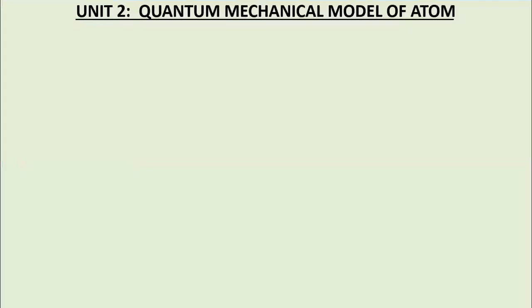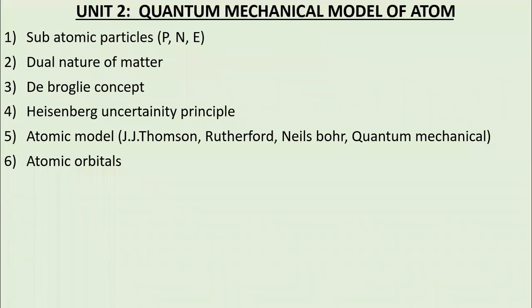Next we'll move on to unit 2, quantum mechanical model of atom. Under this unit we are going to study the subatomic particles like proton, neutron and electron. The next comes dual nature of matter, de Broglie's concept, Heisenberg uncertainty principle, atomic models that were proposed by many scientists like J.J. Thomson, Rutherford, Niels Bohr, then the quantum mechanical model. And another important thing, atomic orbital.